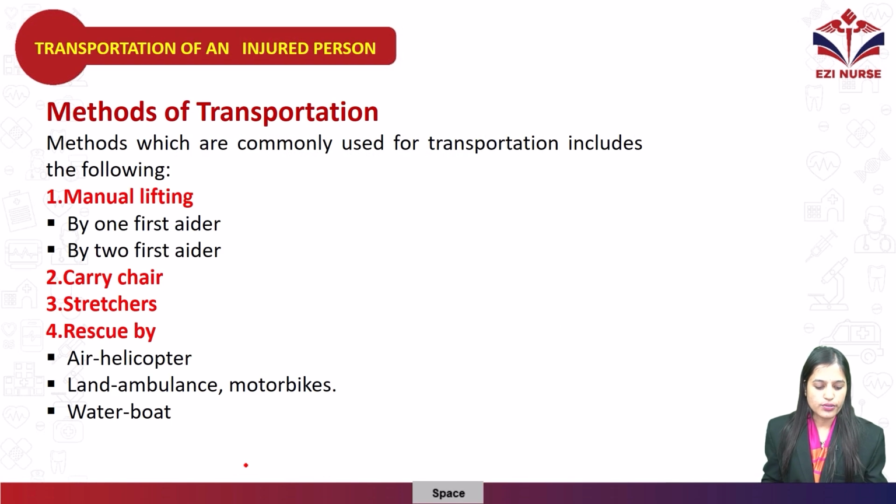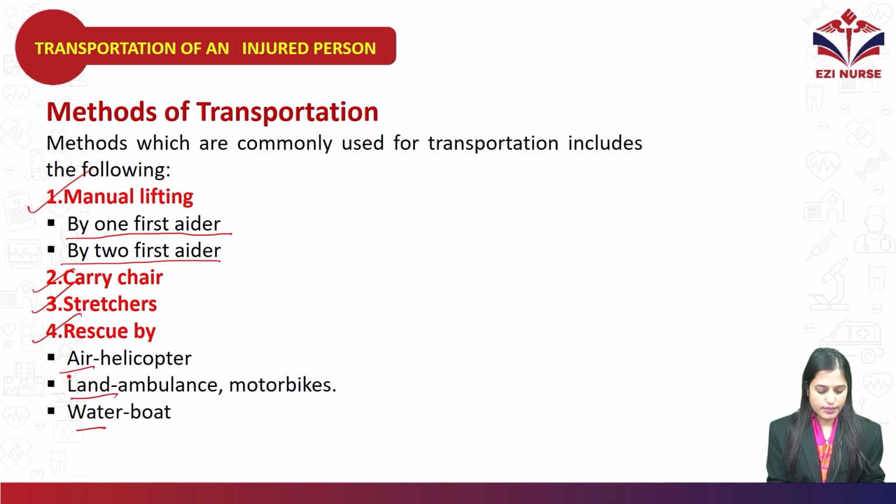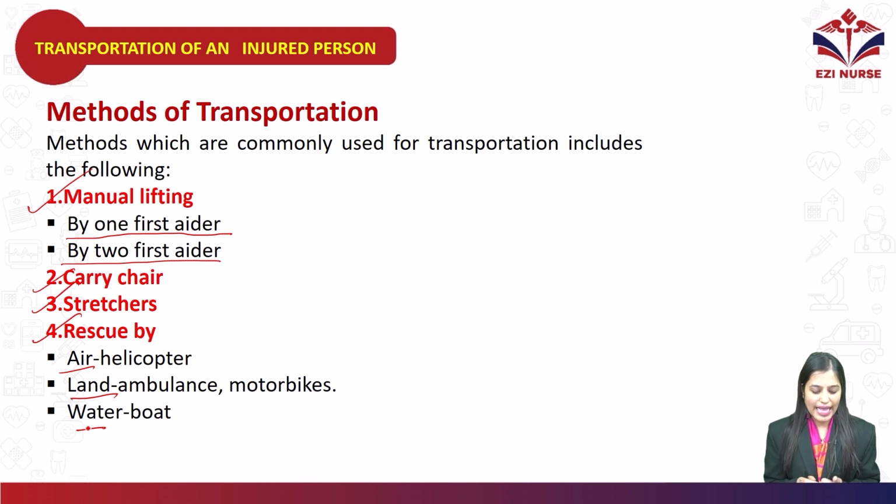Next, we move on to the methods of how you will transport the patient. The first one is manual lifting, which can be done by one first aider or by two first aiders. The next one is the chair carry. The third one is stretchers. Then there is rescue by air, land and water. In air rescue they use helicopters to rescue victims, and they can save the life of the victim. On land they use ambulances and motorbikes, and on water they use boats. We'll discuss them one by one.